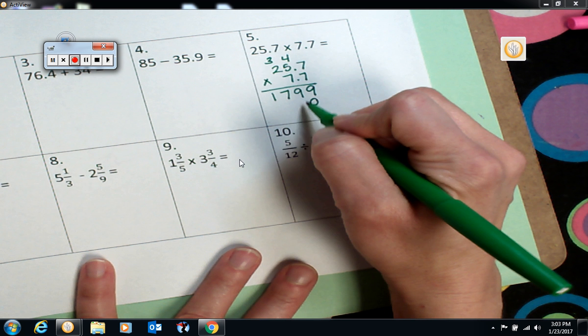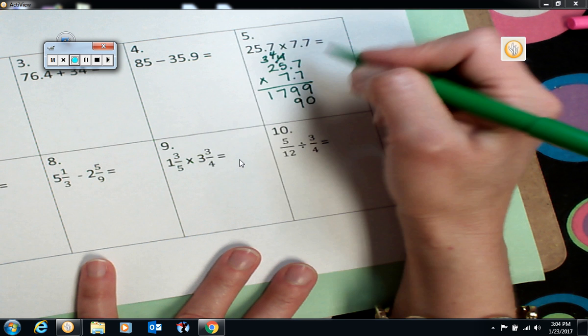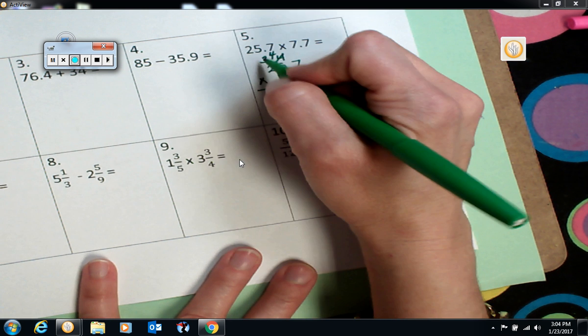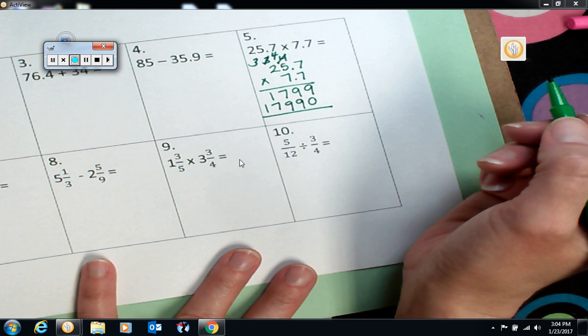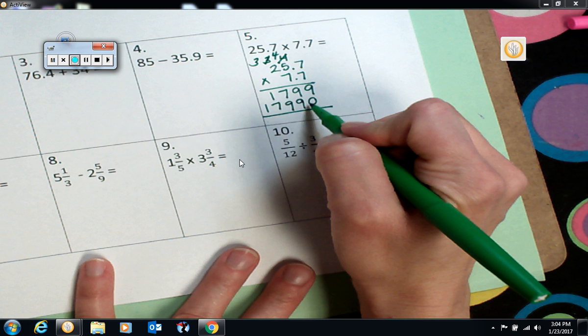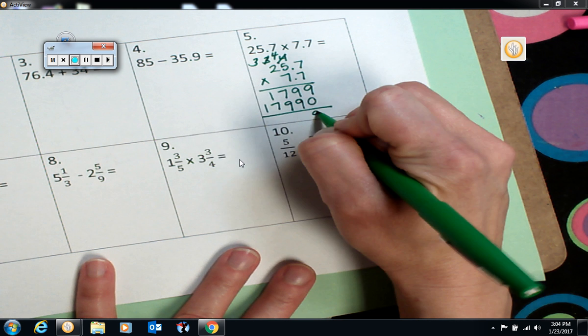7 times 7 is 49. 35 plus 4 is 39. 14 plus 3 is 17. And then I'm going to add. It's really important to keep everything lined up really nice and neat here so that I don't have any confusion as to what to add.